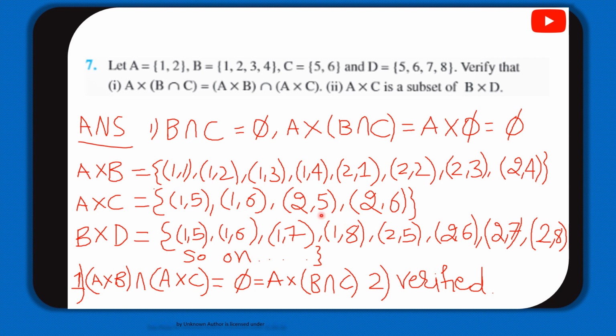So the elements of A × C, you can see (1,5) is there in B × D, (1,6) is there, (2,5) is there, (2,6) is there. So A × C is a subset of B × D. Okay. All elements of A × C are also elements of B × D. So A × C is a subset of B × D. This is verified. On to the next question.